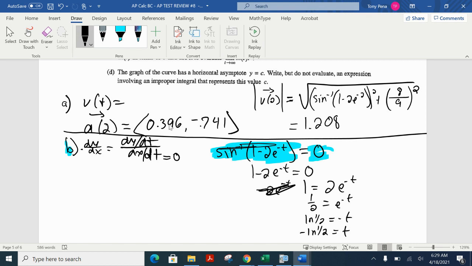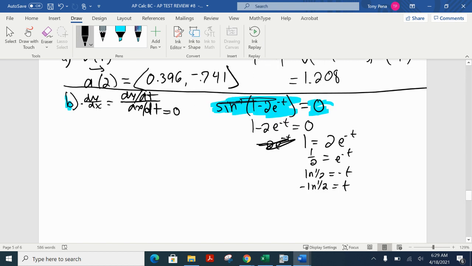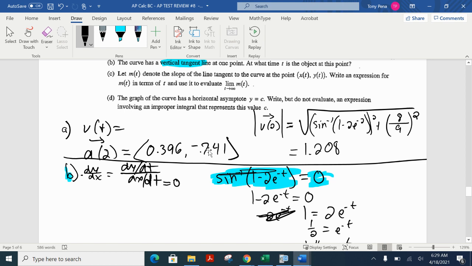Okay, and that should be what, 0.69 if you graph that on the calculator. 0.693, I think it was. If you graph it, then you're going to give the decimal value, but since it's a calculator question, totally acceptable. All right, C, let M denote the slope of the line tangent.